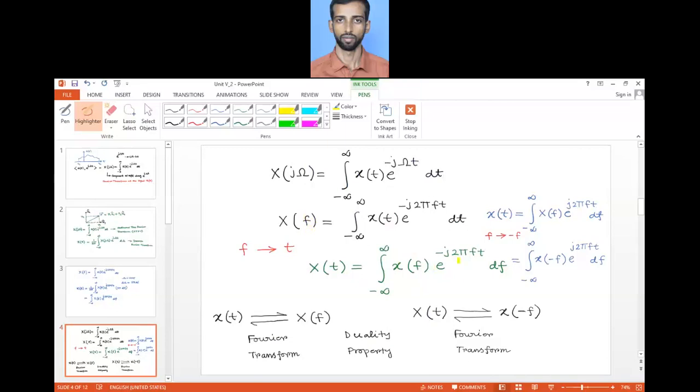After we get this expression, the integral from minus to plus infinity of x of f e to the power minus j 2 pi f t df, we do another substitution, that is we substitute f by minus f. If you substitute f by minus f, nothing gets changed in the left hand side, because on the left hand side we have only capital X of t.